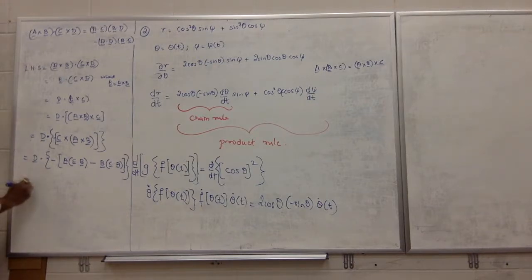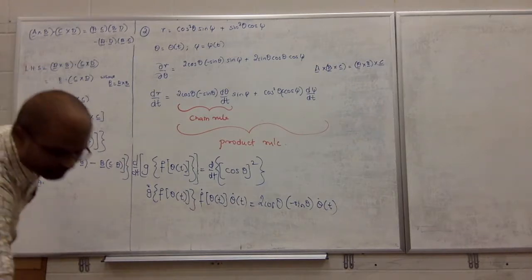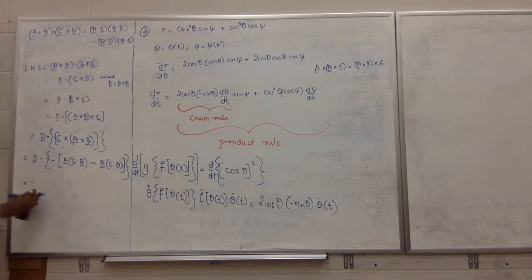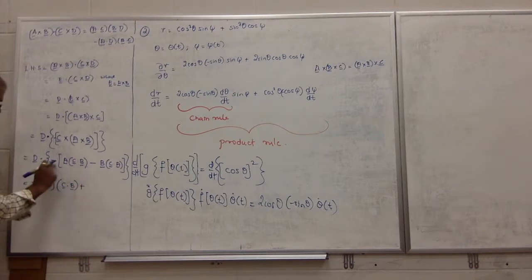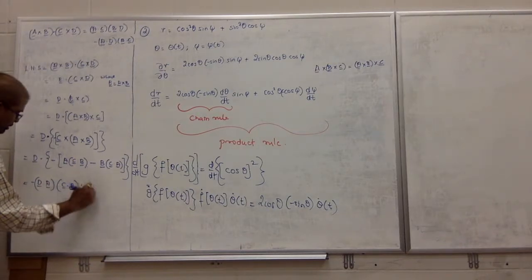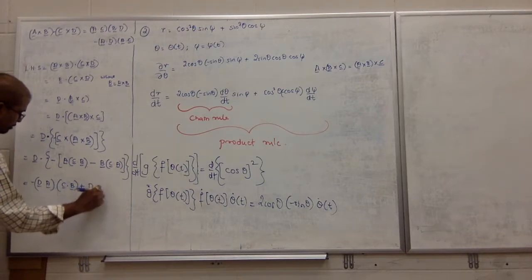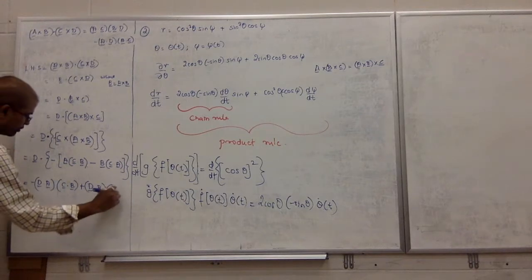And if we now distribute this, what you're going to get is negative A dot D, or D dot A, which doesn't matter, minus C dot B, plus, so negative negative is plus, D dot B, C dot A.